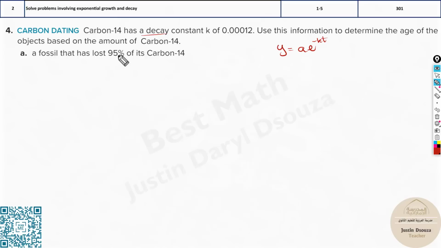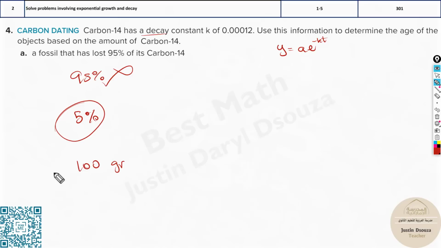A fossil that has lost 95% of its carbon-14. Okay, this is very important. 95% is lost, gone. So how much is remaining? Only 5%, right? So 95% of the initial amount is gone. Imagine it was 100 grams initially, so A is equal to 100. 95 grams is gone. So what's remaining? y is basically 5 grams.